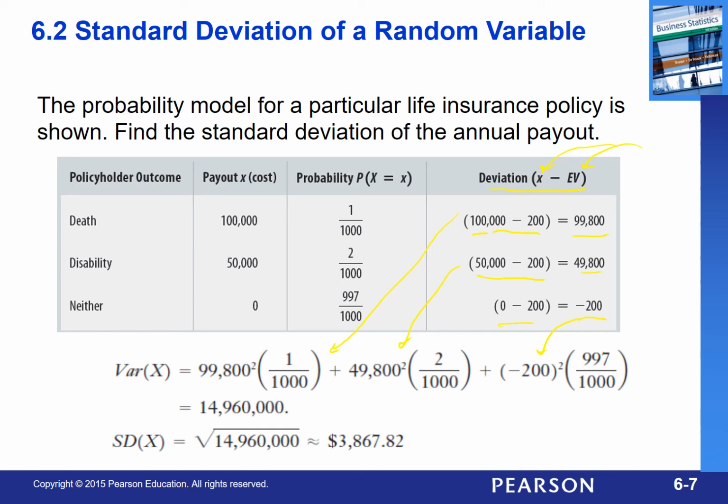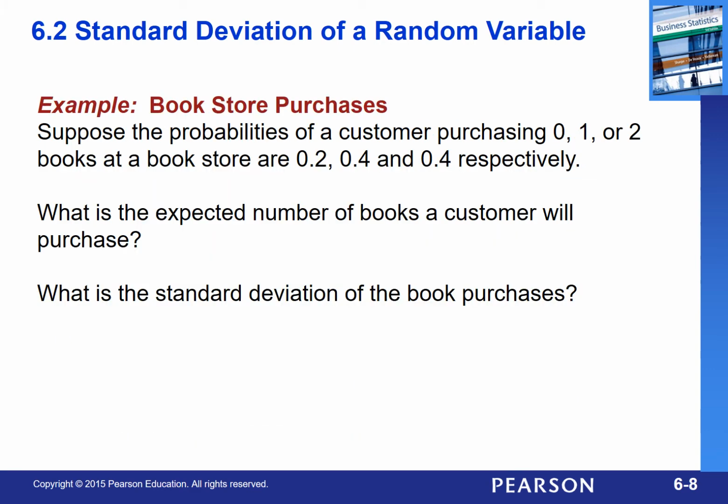I apologize. Okay, let's do an example. Suppose the probability a customer is purchasing 0, 1, or 2 books at a bookstore is 0.2, 0.4, or 0.4 respectively. What's the expected number of books a customer will purchase? What do we expect? We expect the mean. We're going to do a mean. And then what's the standard deviation?